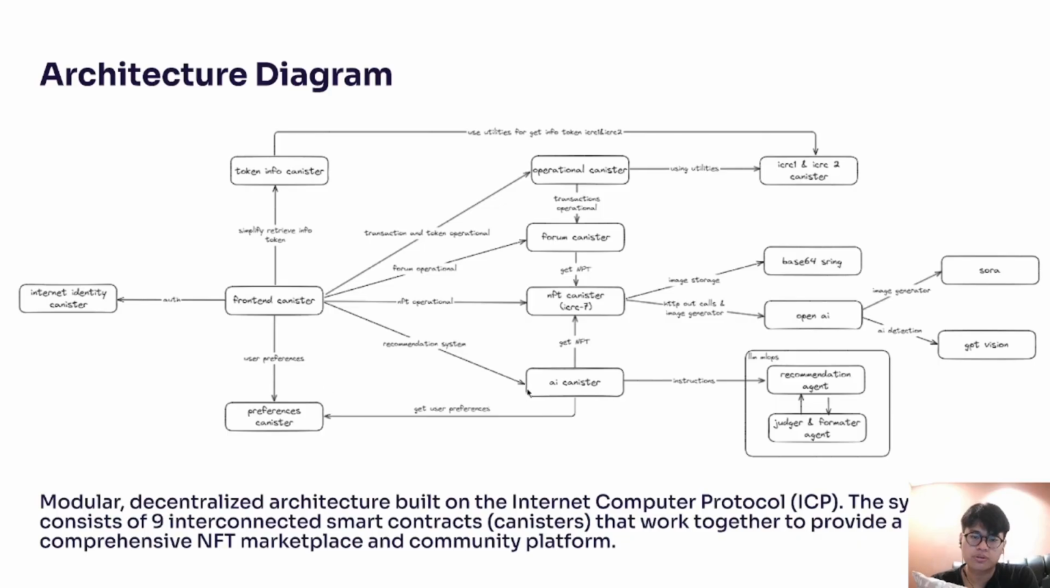And then we also have the preferences canister. Users store their preferences in this canister, and then the AI will retrieve the data and send it to the AI agents, and then they will get the result and return it back to the users.